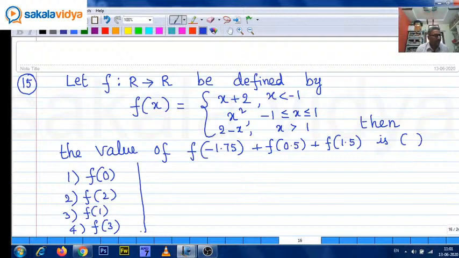Right. So now we need to check which interval minus 1.75 belongs to, similarly 0.5 and 1.5. Accordingly we find f of minus 1.75, f of 0.5 and f of 1.5, and again we need to check the options. So this method needs to be applied here. That is what I am explaining. You might not have attended yesterday's class. Watch yesterday's part 1 and part 2 classes, which were purely concept classes. Right, so now let us move to the problem. Solution.